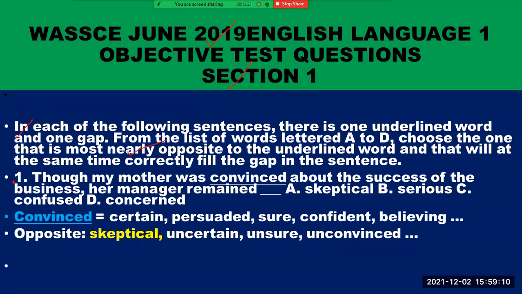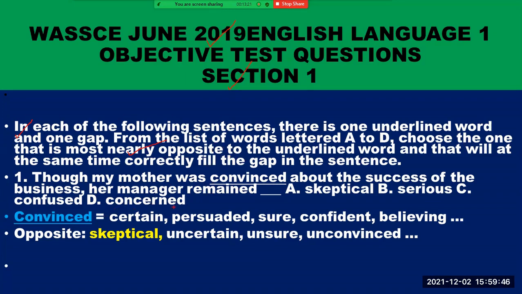Then let's look at question 1, and we find that it is similar to question 1 in 2020, though a different question, yet the same topic. So, though my mother was convinced about the success of the business, her manager remained dash. A, skeptical, B, serious, C, confused, D, concerned. So you can see the underlined word here is convinced, and we are looking for nearly opposite.